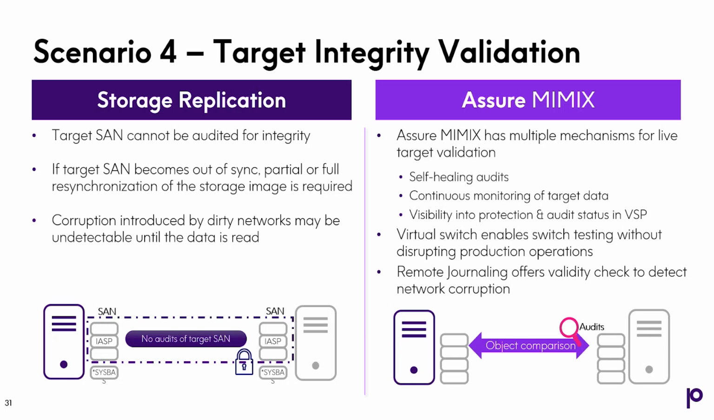So, target integrity validation. The target SAN cannot be audited for data integrity. This is basically you trust the hardware. You're really saying I trust the hardware replication because I have no other way to validate it other than testing it. You can do a test of it. You can do a flash copy, but then you're dealing with that whole dirty flash copy bit. So if there's any kind of corruption in your target, you wouldn't know it, okay?